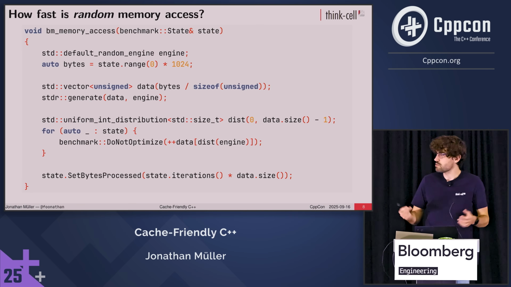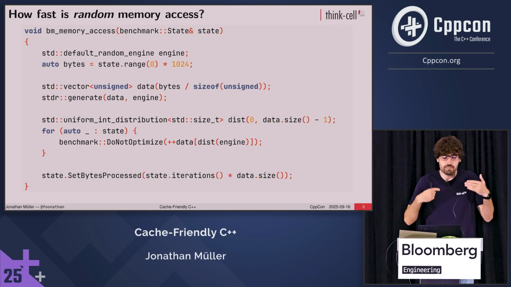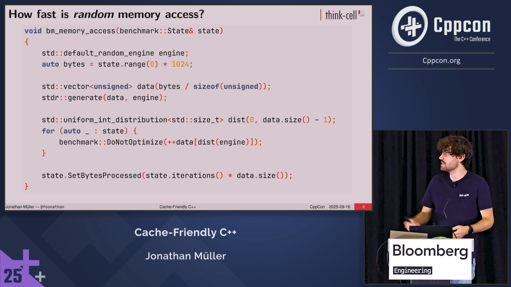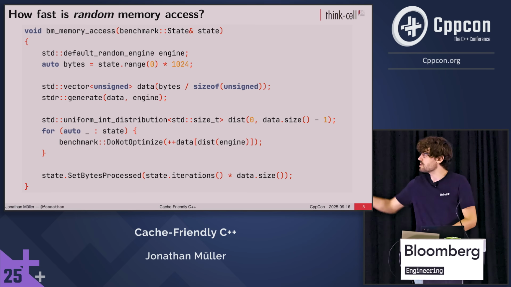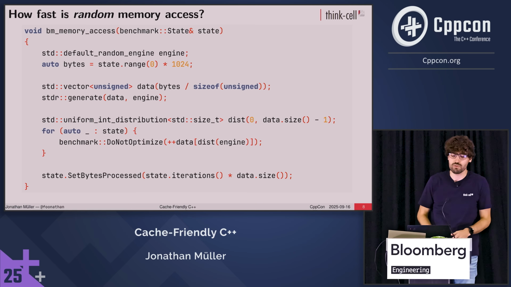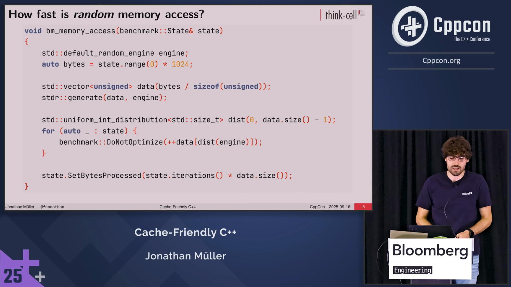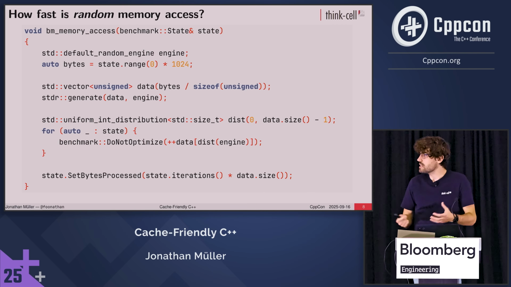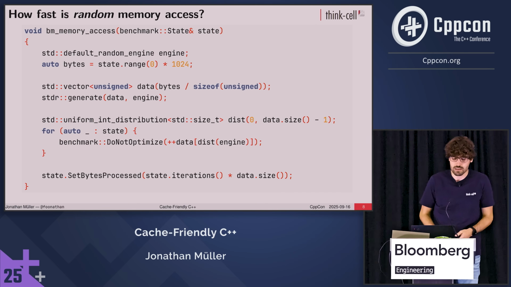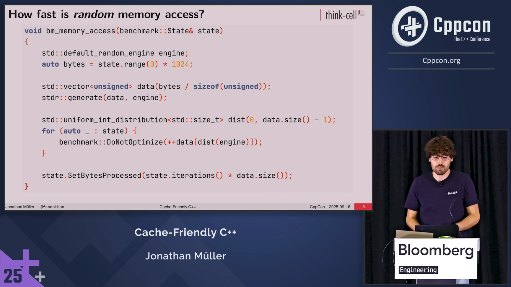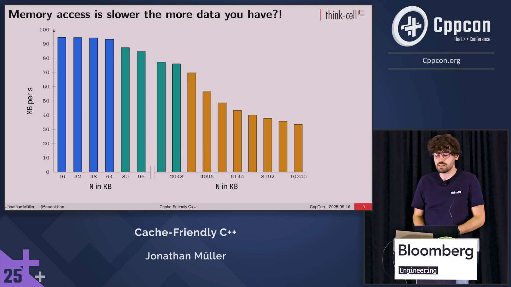Here we're having a bunch of random data, and then we're doing a random modification somewhere in that data. So truly random memory access. We roll the dice, pick a random index, and modify something in there. And then we just measure how long it takes as we vary the size of the data. While you might naively expect that this takes the same amount of time regardless of how much data we have, this isn't the case.